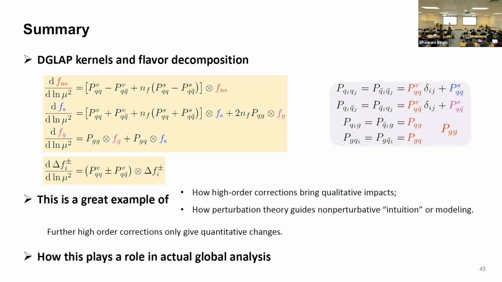And second, we have seen how perturbation theory guides us when we make non-perturbative modeling or parameterizations of the PDFs. So this is an example of how perturbation theory guides our non-perturbative intuition. And because they are already all non-zero and independent at next to leading order, if you perform further high order corrections, they are only expected to give quantitative changes. So the behavior we have seen should be very robust. And we have also seen how this plays a role in actual global analysis. And thank you very much.